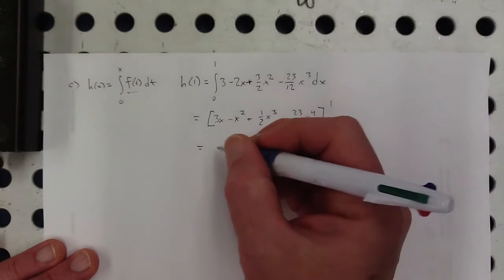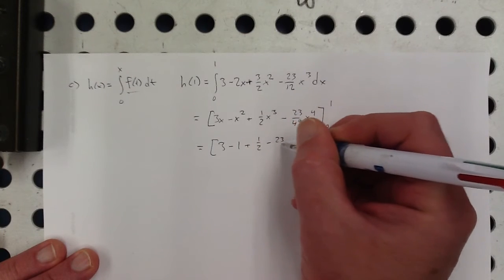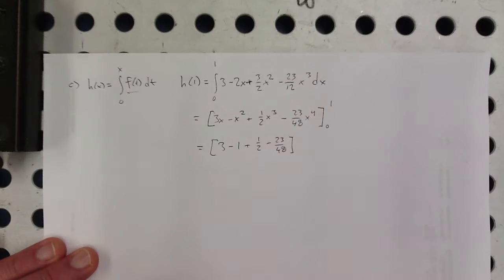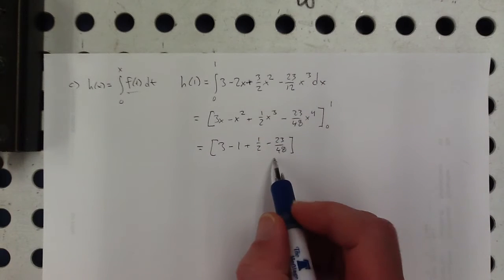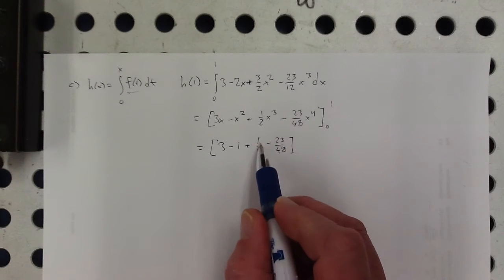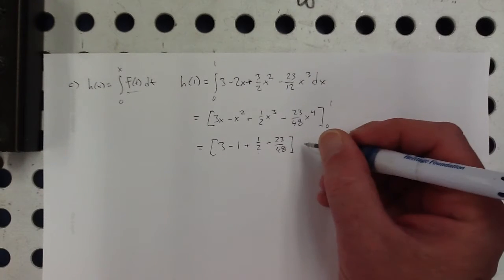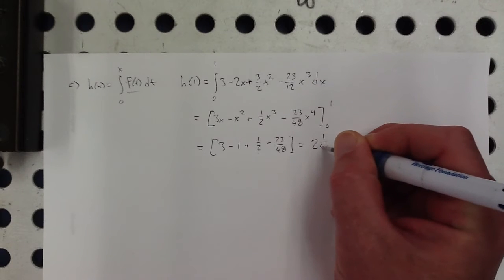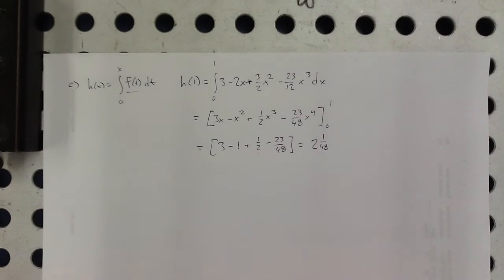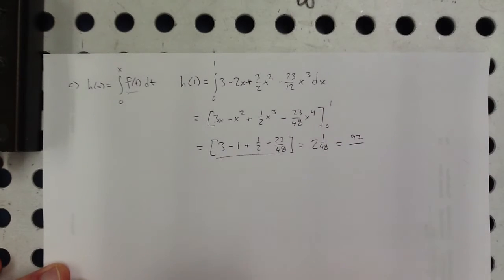When I plug 1 into this, I get 3 minus 1 plus 1/2 minus 23 over 48. And that is good. You do not have to simplify that. You can, if you want to. Notice that 24 over 48 is a half. 24 over 48 minus 23 over 48 is 1/48, and 3 minus 1 is 2. So 2 and 1/48 is the answer there. 97 over 48 is another version of the answer that's correct.